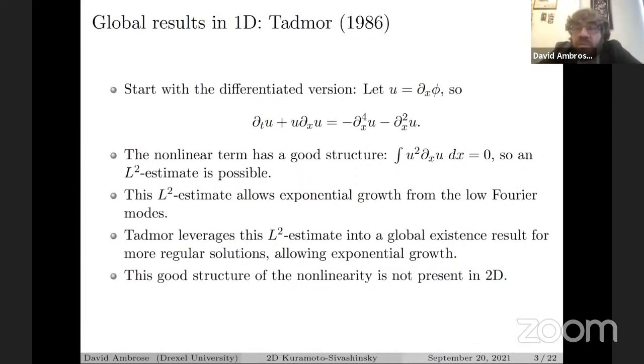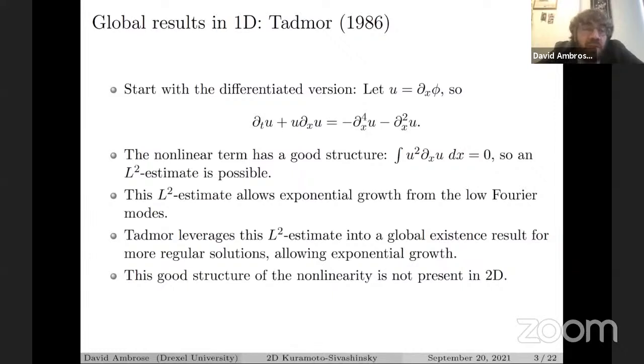It's a very familiar, very comfortable nonlinear term, and what we love about it is that it gives you an L2 estimate. If I multiply the equation by u, I get the integral of u squared dx u for the nonlinearity, and that integrates to 0. So this allows an L2 estimate. It doesn't say that the L2 norm is conserved because you can get growth from the destabilizing linear term. The minus dx squared u term doesn't have the right sign for decay. So you might get growth from the low Fourier modes, but still you have a global L2 estimate. And that global L2 estimate can be leveraged into global existence for more regular solutions.